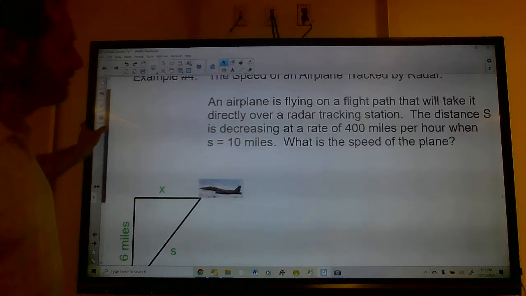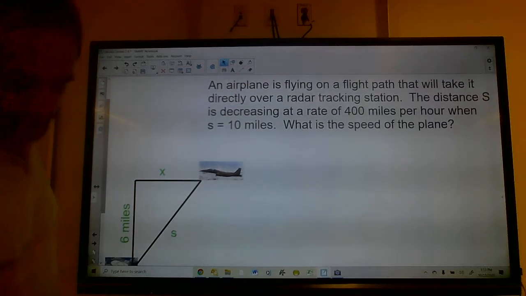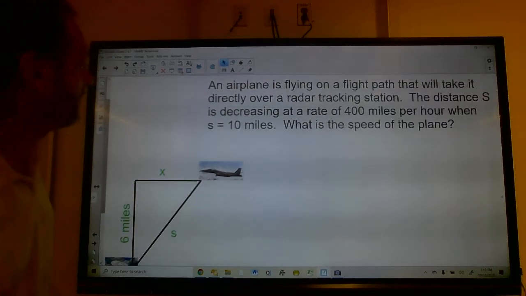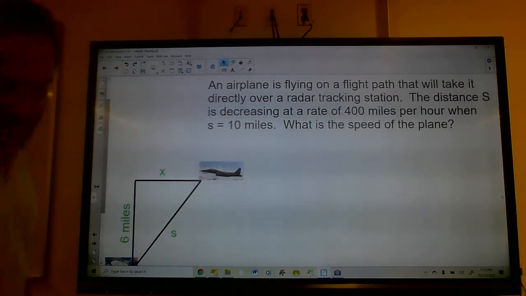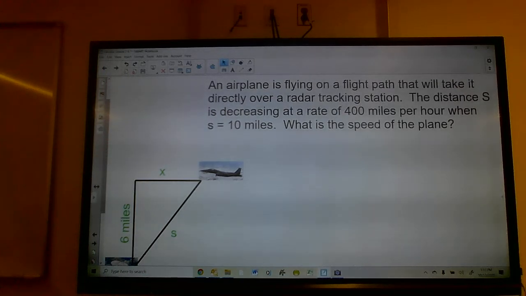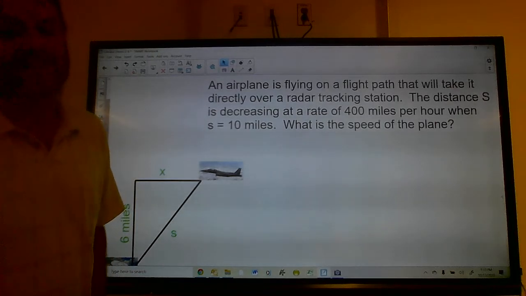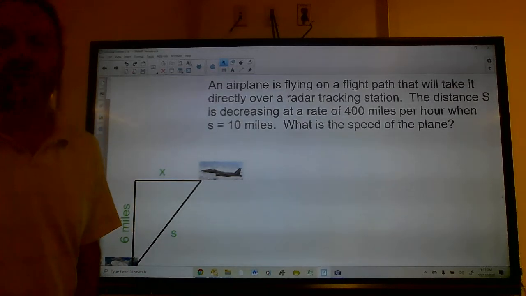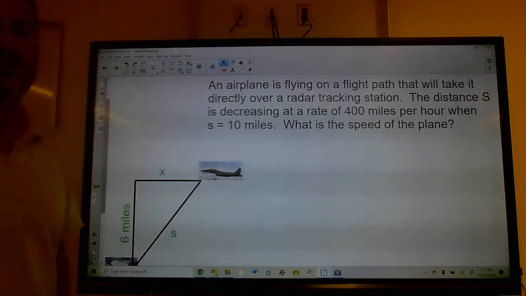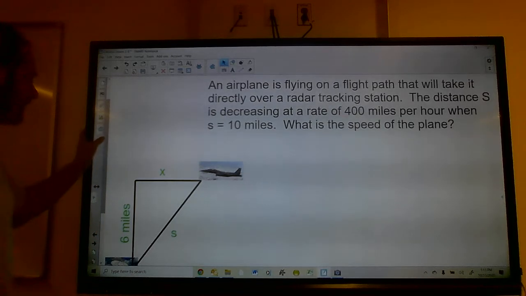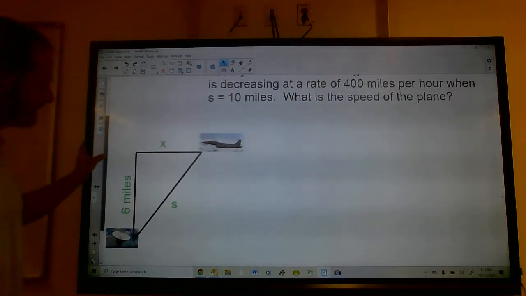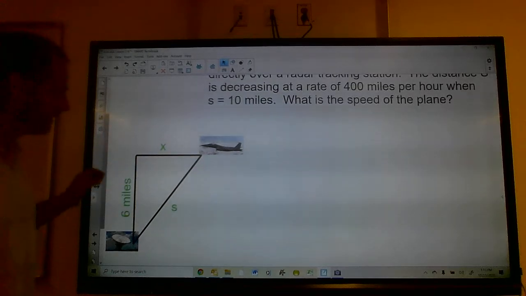Okay, the speed of an airplane tracked by radar. An airplane is flying on a flight path that will take it directly over a radar tracking station. The distance S is decreasing at a rate of 400 miles per hour when S is 10 miles. What is the speed of the plane? This is one you're going to want to draw the picture.